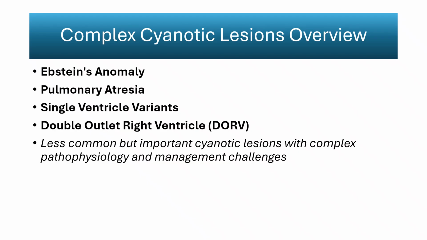Pulmonary atresia, particularly with an intact ventricular septum, produces a spectrum from hypoplastic right ventricles to coronary artery dependence, requiring immediate prostaglandin support and careful anatomic assessment.